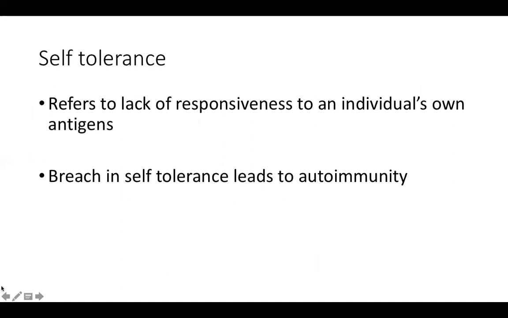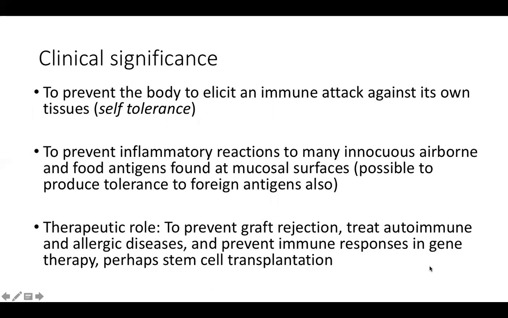So tolerance, like I said, is unresponsiveness to an antigen. Self-tolerance is unresponsiveness to one's own antigens. Okay, self-explanatory. It is the breach in this self-tolerance that leads to autoimmunity. So clinical significance, like I said, it prevents the body from mounting an immune attack on its own tissues. तो अपने फैमिली फ्रैट्रिसाइड नहीं करना है या सब शादी नहीं करना है खुद के साथ.